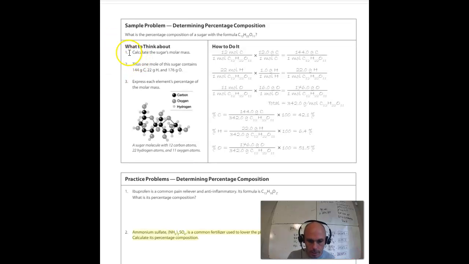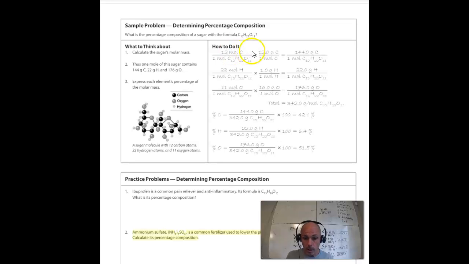So the first step to solve a percent abundance or percent composition problem is to calculate the molecule's molar mass. In this case, it's sucrose, C12H22O11. So we see that the first thing to do is to account for that there's 12 carbon atoms in this molecule. Our book has 12 moles of carbon over 1 mole of the molecule. You could also have said 12 carbon atoms per 1 molecule.